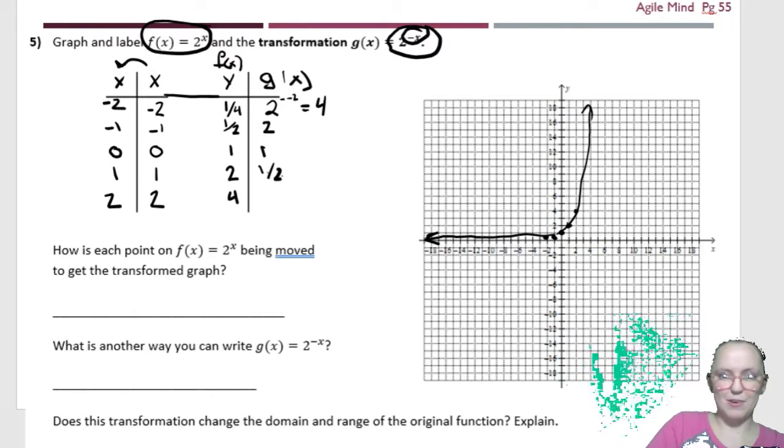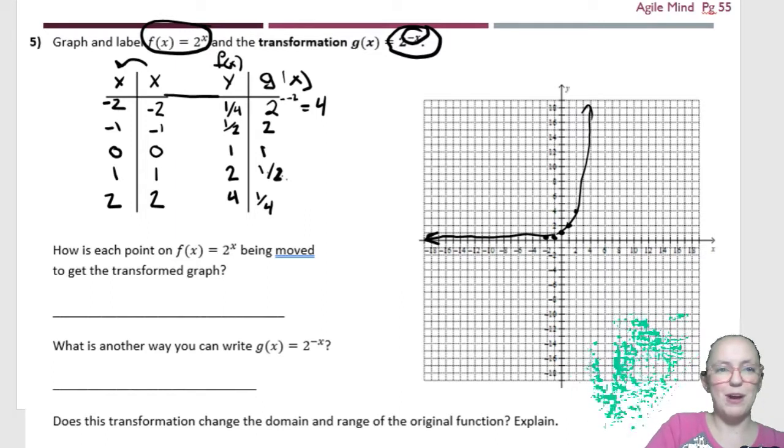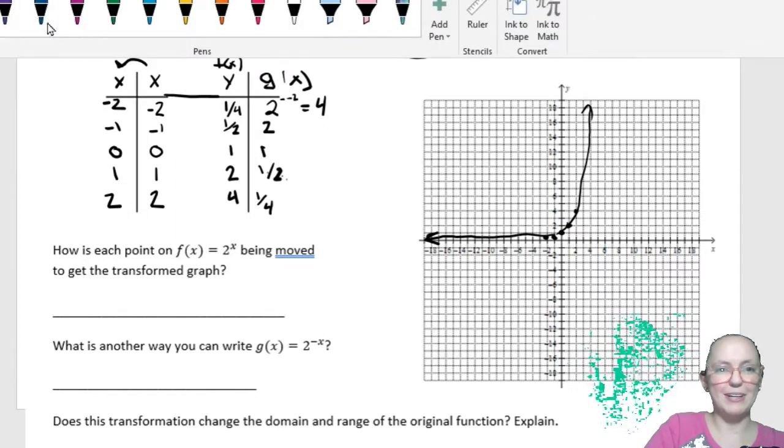Oh, my pen stopped working. There we go, 2. Then we have 1 over 2 squared, 1 over 4. So what happens here when we graph this, let me grab a different color real quick.